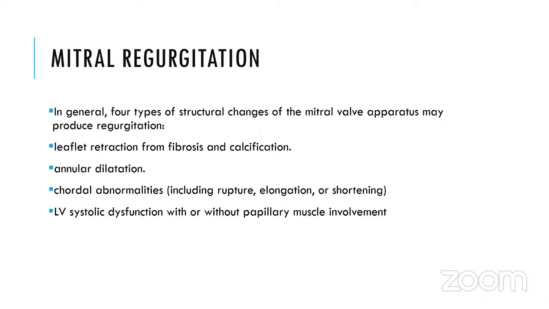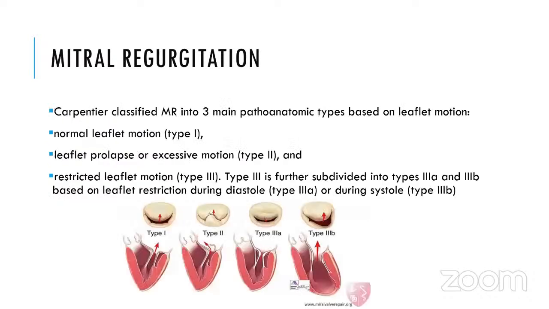In general, there are four types of structural changes of the mitral valve apparatus that produce regurgitation. Leaflet retraction from fibrosis or calcification, annular dilatation, chordal abnormalities, which includes rupture, elongation, or shortening, or LV systolic dysfunction with or without papillary muscle involvement. Carpentier classified mitral regurg based on leaflet pathology into 3, or we can say 4 subtypes.